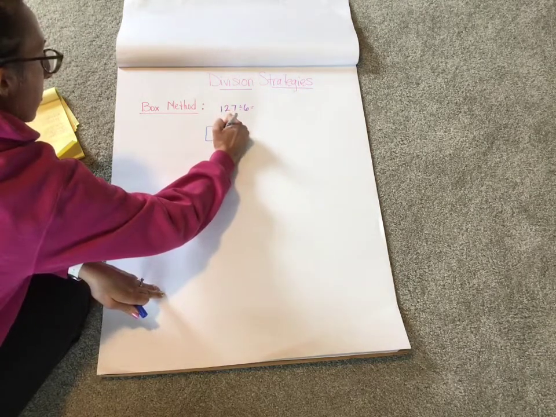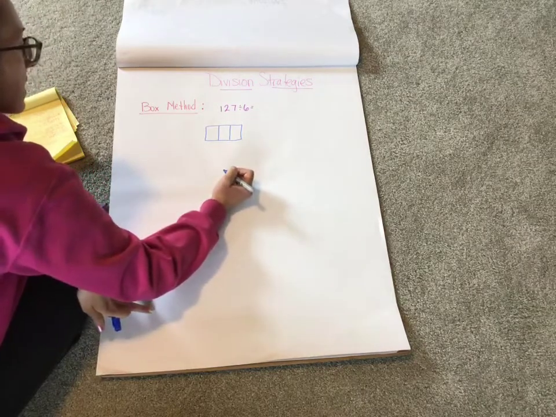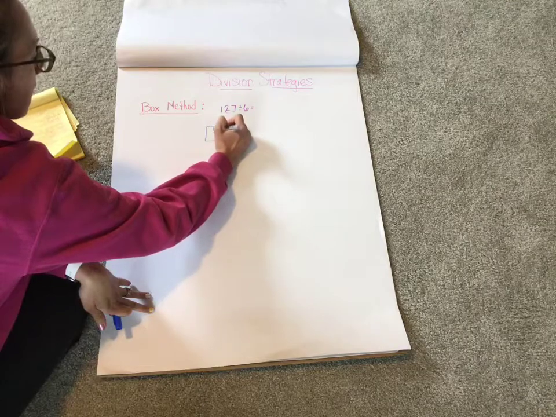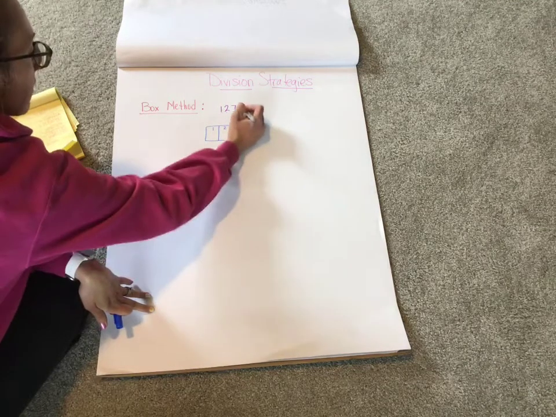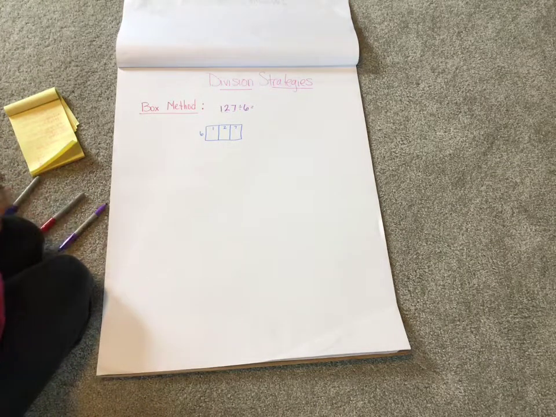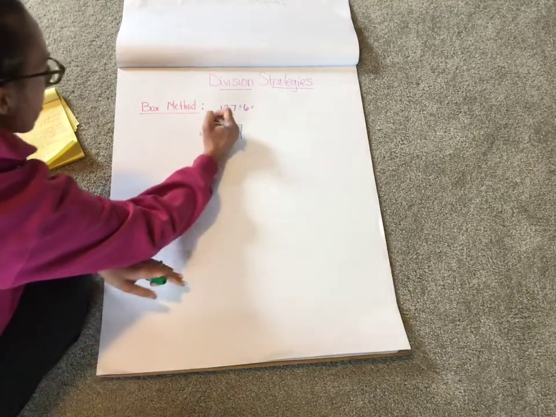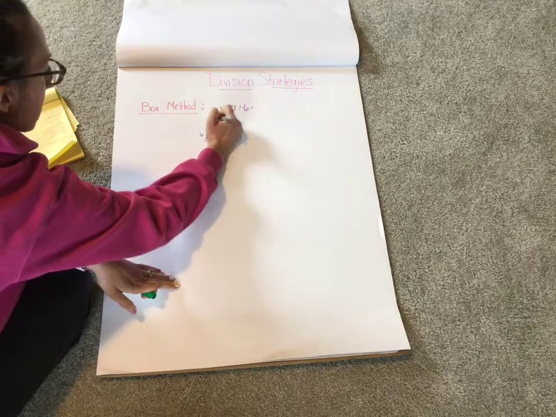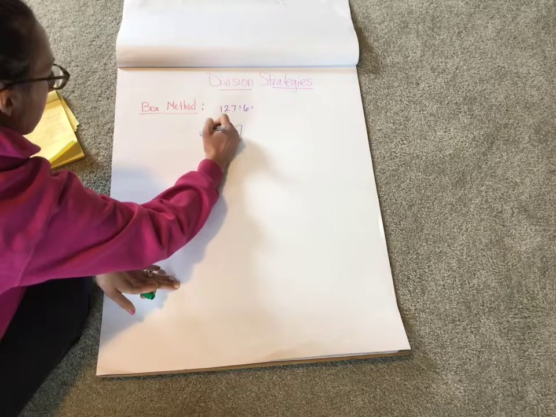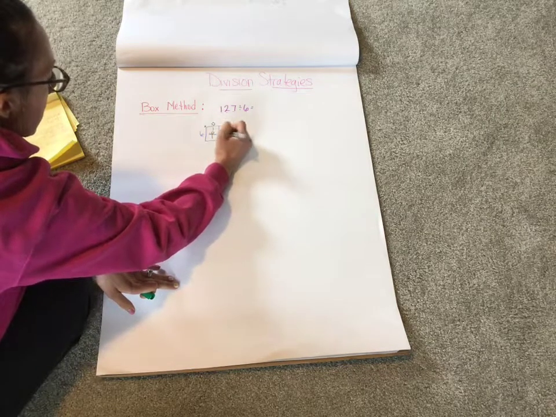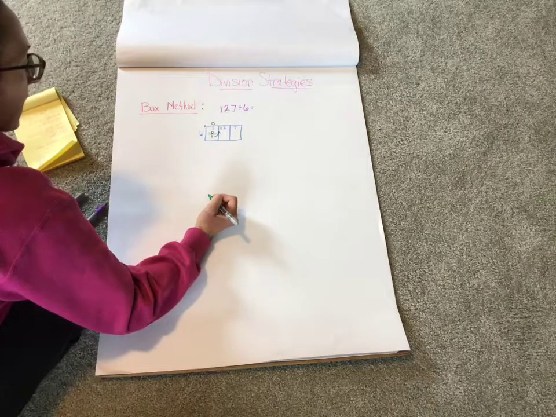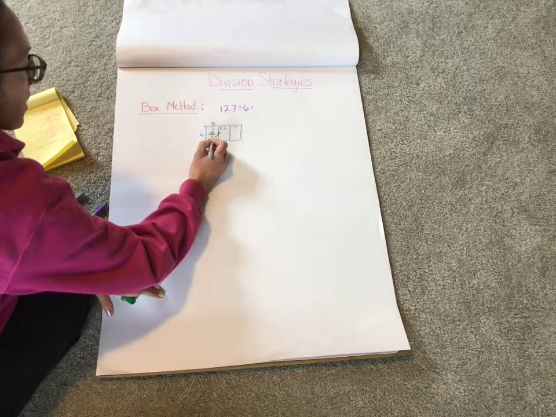We're going to draw our box, split it into 3 sections, and this time my numbers from my dividend are going to go on the inside of the box. My divisor is going to go on the outside of the box. Now I need to figure out how many 6's go into 1, and there are none. I'm going to subtract, and then I have to bring up that 1 into my next category because that's my remainder, that's what's left over.